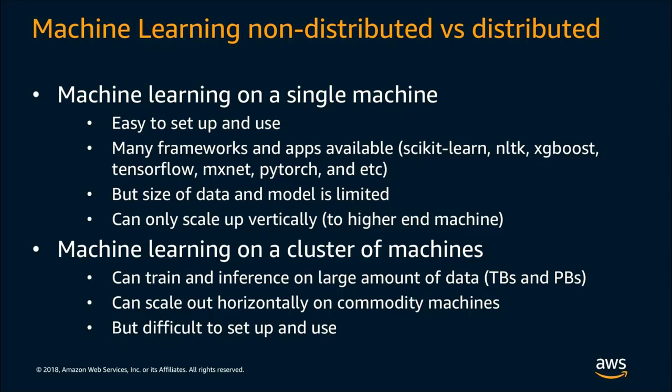The problem with a single machine is that the size of data that can be processed is limited by what a single machine can handle. A single machine has limited CPU, GPU, memory, and disk resources. To scale machine learning on a single machine, to handle more data, or to get machine learning jobs done faster, you have to scale up vertically by using more powerful high-end machines.